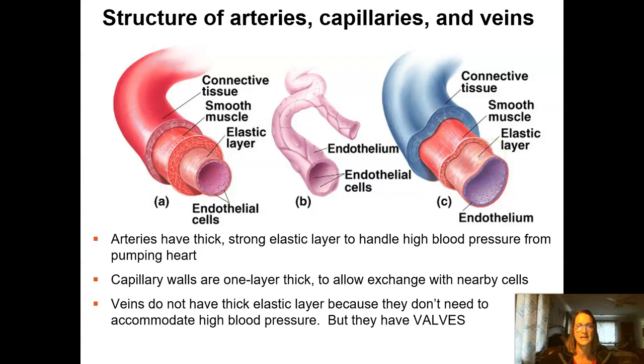And veins don't need that thick elastic layer, but what they do need is valves, which are going to keep the blood flowing in the correct direction. So I'm going to show you some of that in a second. I'm just going to point you to the fact that capillaries are very thin. They are just one layer thick, and that's going to allow for exchange with nearby cells. So as I mentioned before, the capillaries are where all the exchange of materials occurs.